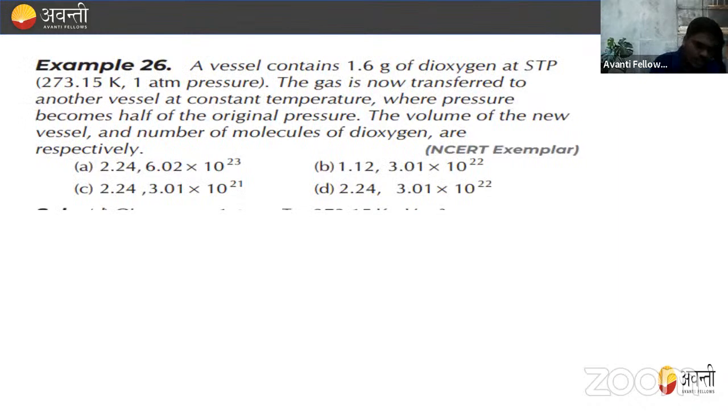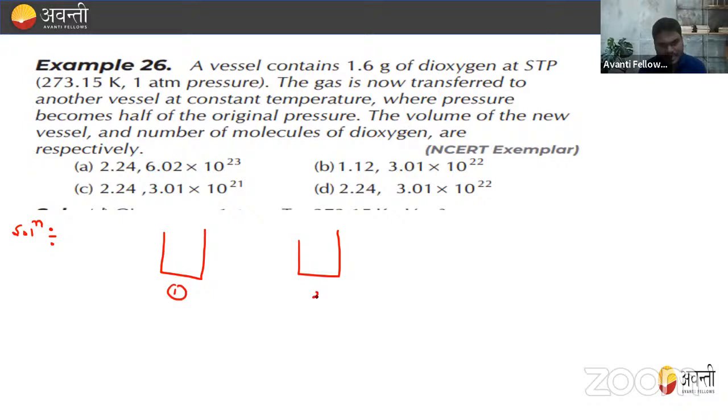Okay, let's do a question on this and quickly try to understand how you will solve whenever such type of questions come. Okay, let's go. So in this question, a vessel contains 1.6 gram of dioxygen at STP, right? That is, temperature is 273.15 and the pressure is 1 atm. Now the gas is transferred to another vessel at a constant temperature. So we have two vessels. Let us assume that one vessel is this and another vessel is this. So this is vessel number one and this is vessel number two.